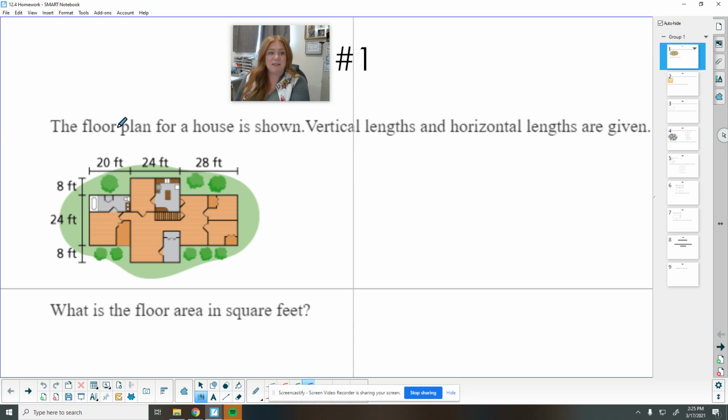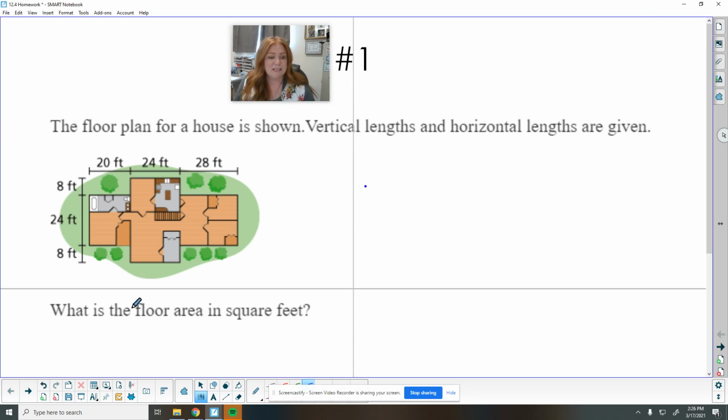So number one tells us that we have this floor plan for the house and we've got our vertical lengths, so up and down, and we've got our horizontal lengths given here. What is the floor area in square feet?